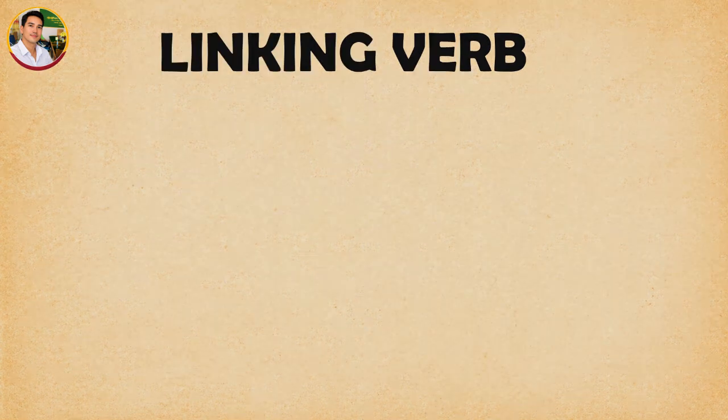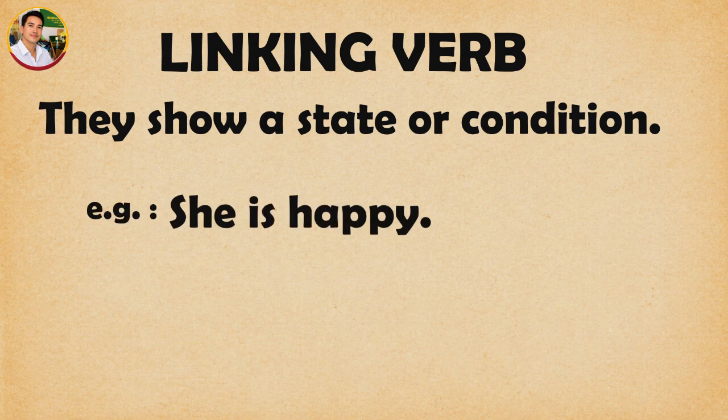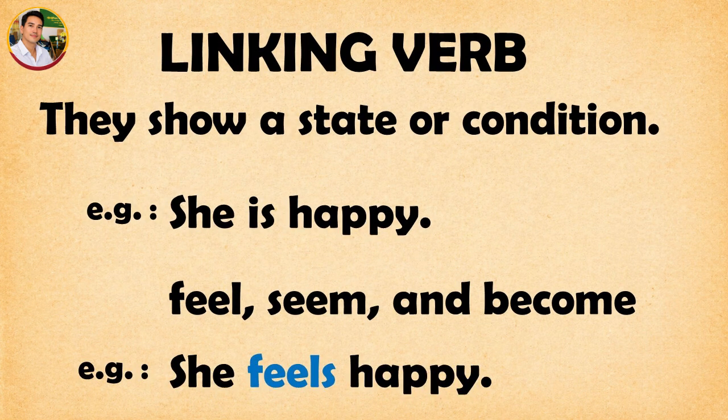Next, linking verbs. These are different. They do not show action. They show a state or condition. For example, she is happy. Here is connects the subject to information about her. We also use verbs like feel, seem, and become. They describe a condition, not an action. Isn't that clear, everyone? I hope you understand about this part clearly.